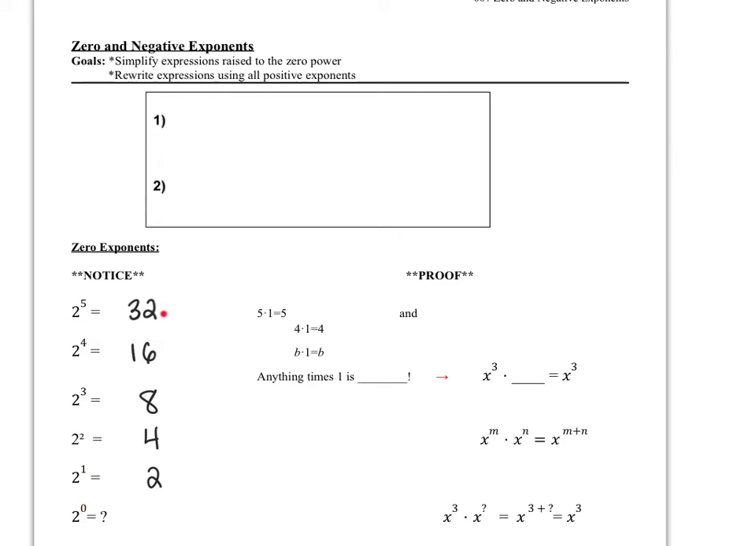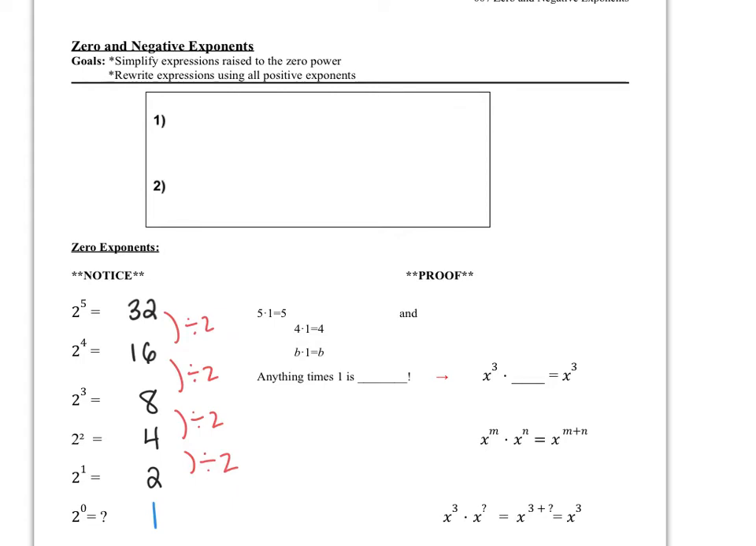What do you notice for your pattern here? To get from 32 to 16, 16 to 8, 8 to 4, 4 to 2, what's happening every time? If you noticed that it's always being divided by 2, which makes sense because we're multiplying by 1 less 2 each time, that would make my next answer in the row 1, because 2 divided by 2 is 1.